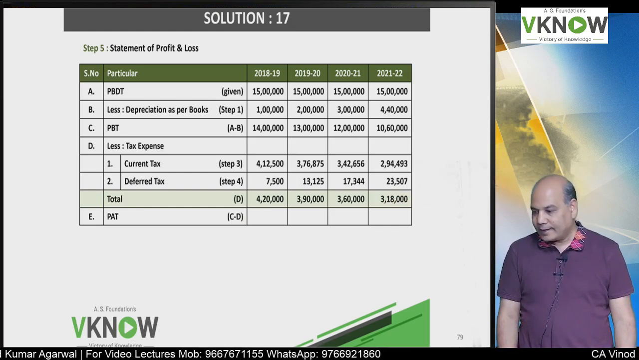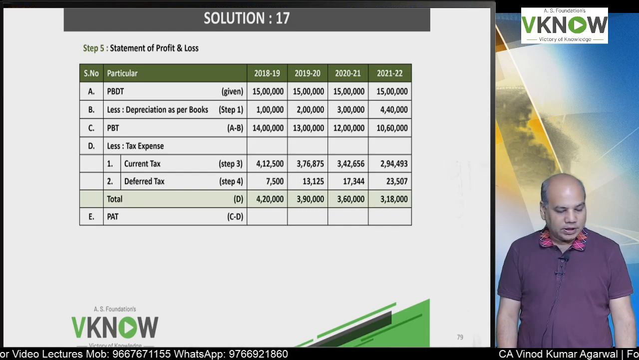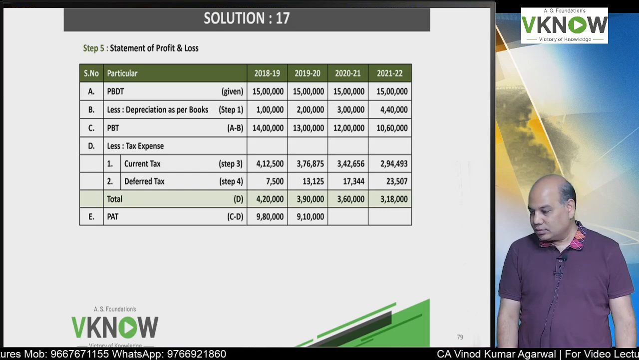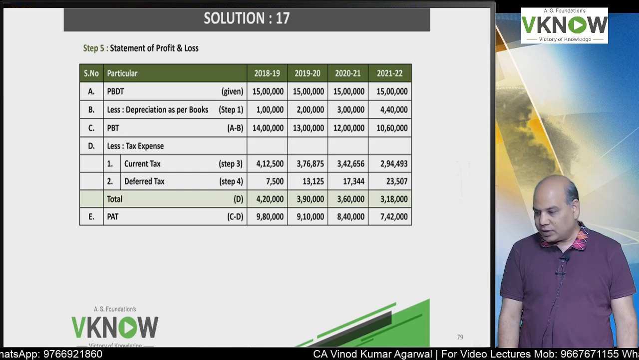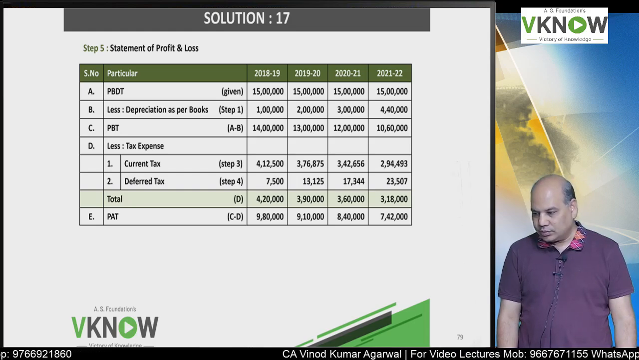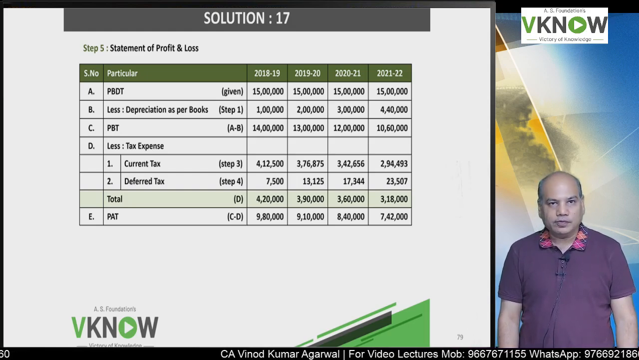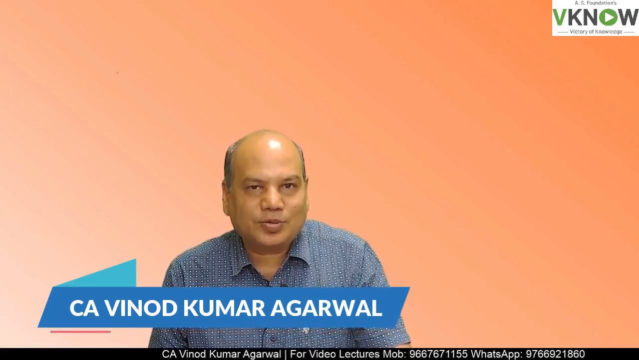Next is PAT. PBT minus total tax expense. Please do it yourself. I'll check. That is 9,80,000. Correct? 9,10,000. Is it right? 8,40,000 and 7,42,000. So this is the statement of profit and loss. Is the answer right?